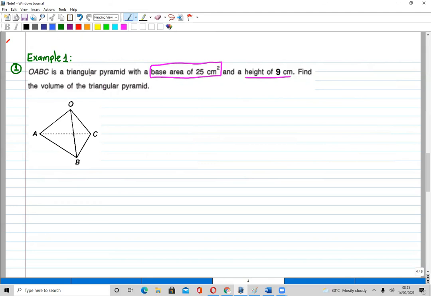So, in order to find the volume, we must know the formula. Since this is a pyramid, then volume will be 1/3 times base area, then times height. Okay? Now, for this question, we have been told that the base area is 25 square centimeters.